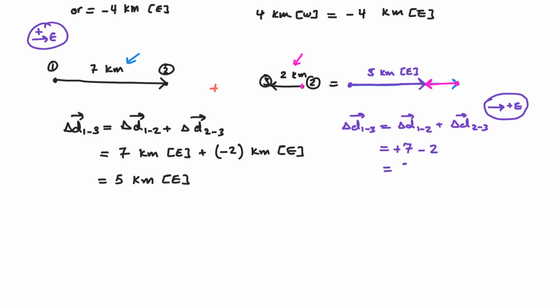So the final result is going to be 5. The unit that I'm working with consistently is kilometers, and since I did all my calculations using this sign convention, my final answer is also in that direction. So my final answer should always include the unit and the direction. However, this method helps us avoid writing them throughout all our intermediate steps.